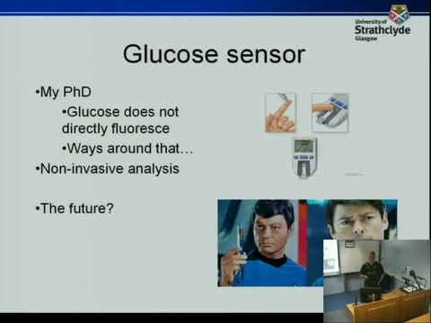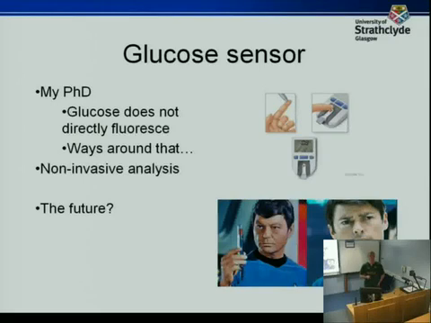Why glucose? Well, diabetics have to test their blood every few hours in order to get good control, and they're testing for glucose. The way they do this, as you can see in the top picture, is just by cutting open their finger and taking a blood sample.